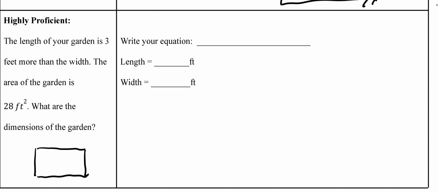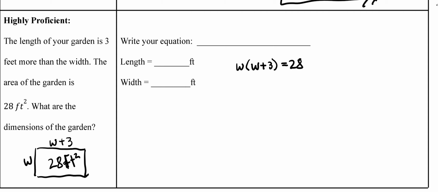The length of your garden is 3 feet more than the width, and we don't know what the width is. So let's use W to represent the width. That means the length, being 3 feet more, would be W plus 3. And then it says the area of the garden is 28 square feet, and the area is what's inside. So I've got 28 square feet is the area. And area is length times width. And so one equation would be the width times the length, W times W plus 3, equals 28.